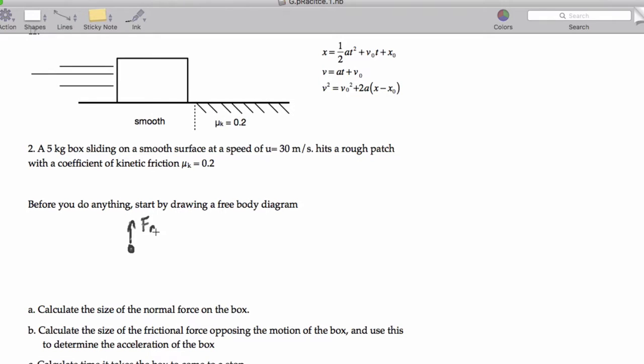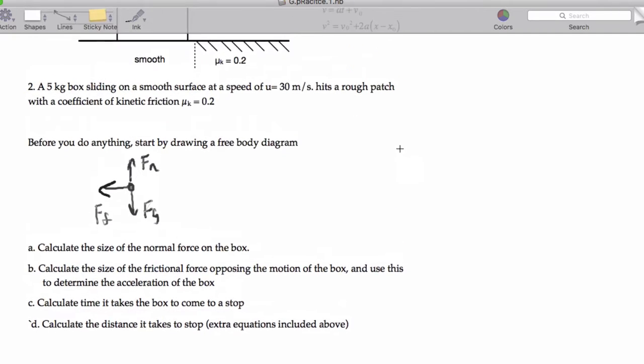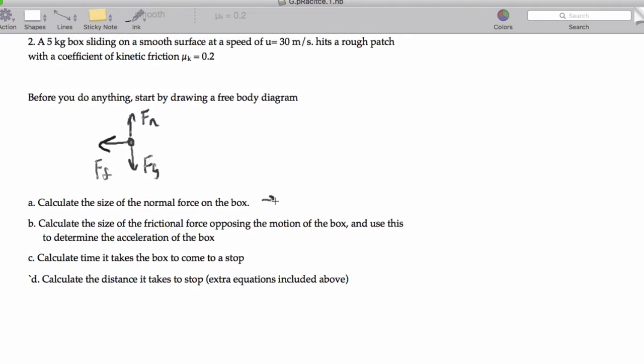So we have the normal force, and we have the weight force. And finally, we have a friction force that goes to the left. Next, we get the normal force acting on the box. So we'll do that right here, using Fn minus Fg equals 0.